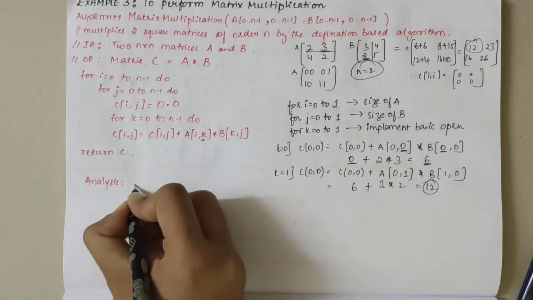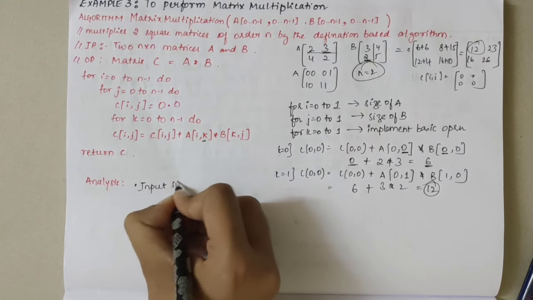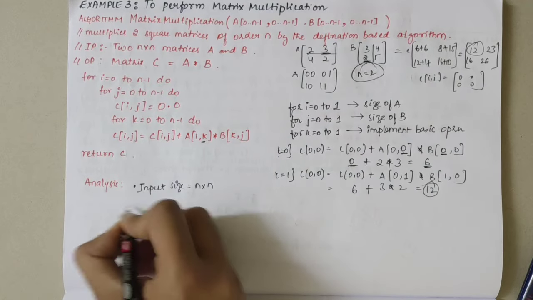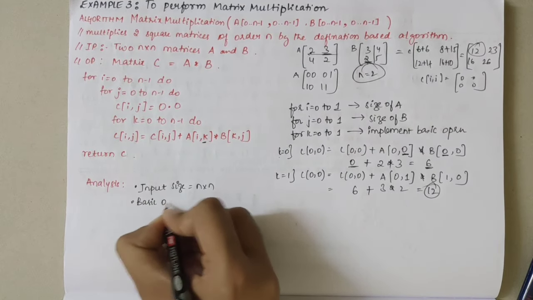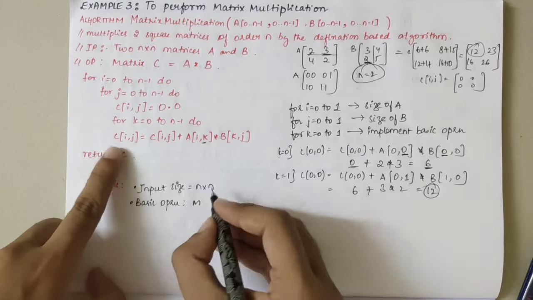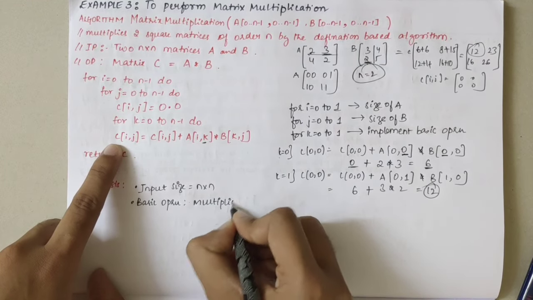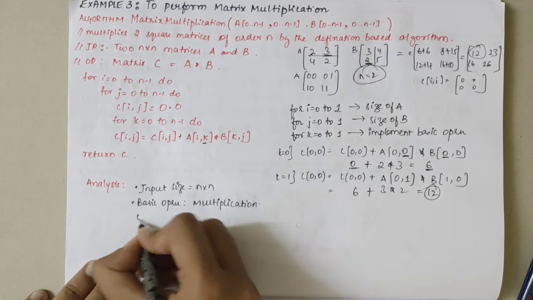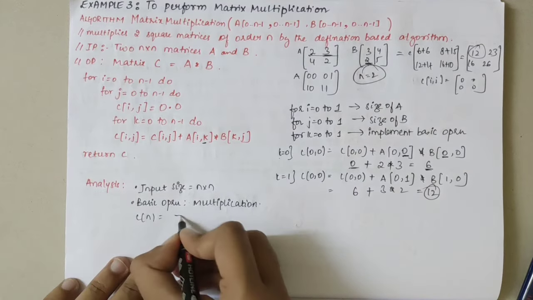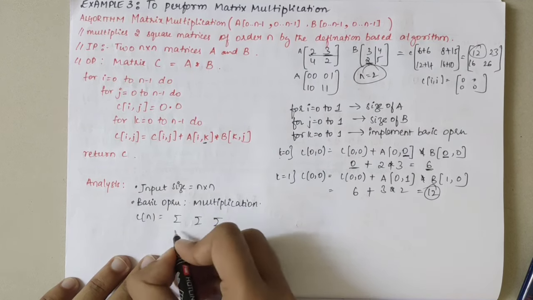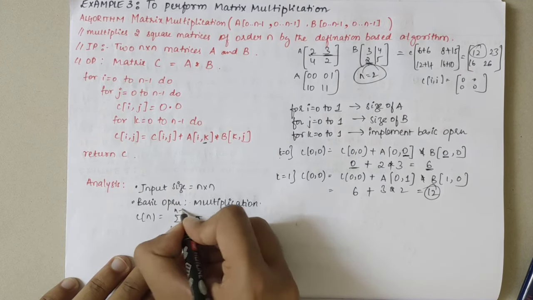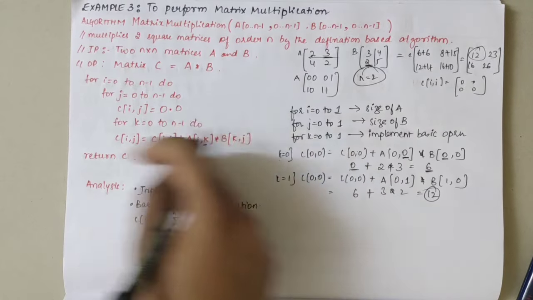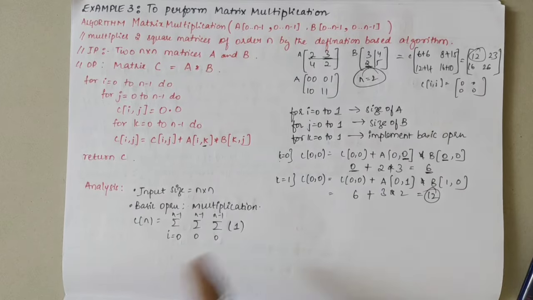So here the input size comprises of a 2 cross 2 matrix, right? So it is n cross n. Then the basic operation is this multiplication one. Now according to the basic operation count, I can write C of n as, here we have 3 for loops, right? So sigma, summation. First I'll start with i is equal to 0 to n minus 1, j is equal to 0 to n minus 1, and k is equal to 0 to n minus 1. And with all these, this particular basic operation would be repeated at least once, so I'll write 1 here.